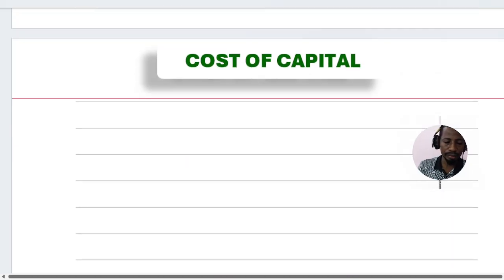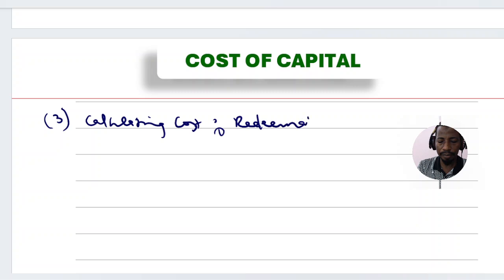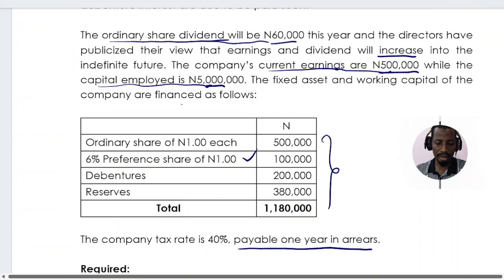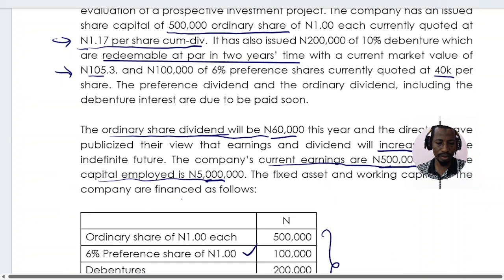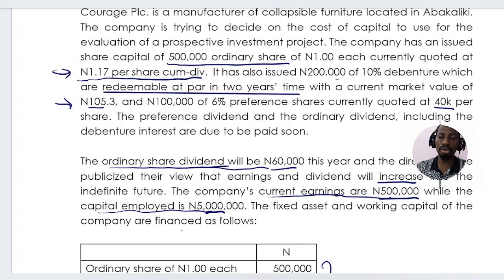So number 3, we need to calculate cost of redeemable debenture, KD. Okay, because it is redeemable, we are told that this debenture will be redeemable in 3 years time. Is it 3 years? Let me confirm. Where is the information again? Yes, and it has also issued 200,000 naira of 10% debenture which are redeemable at par in 2 years' time.